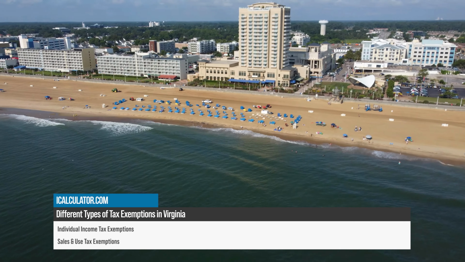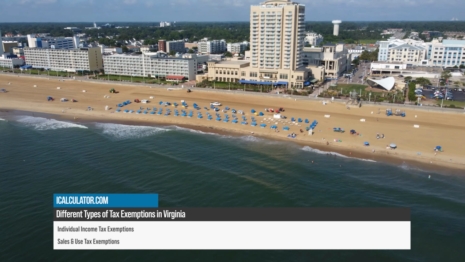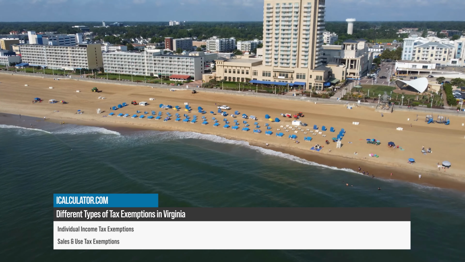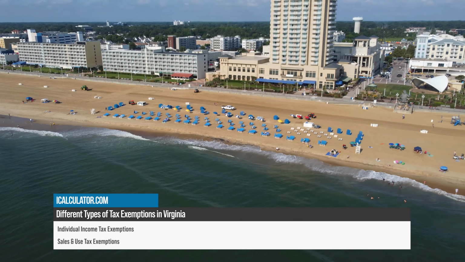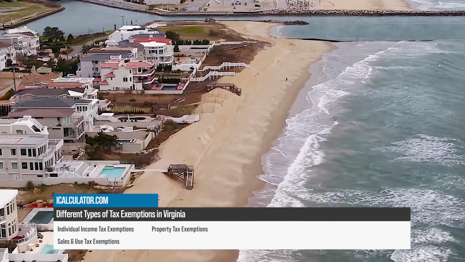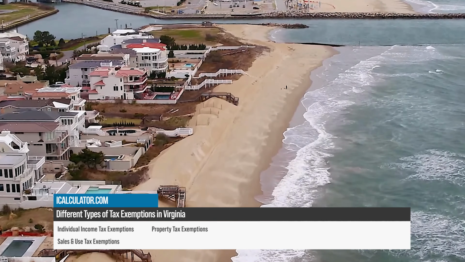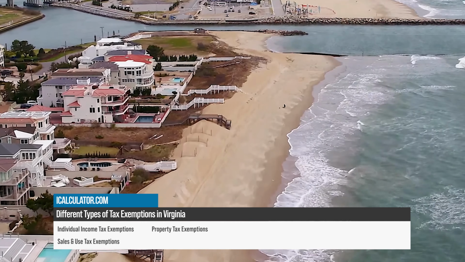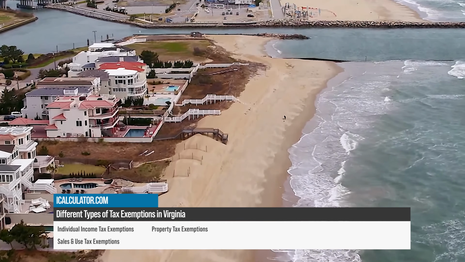Sales and use tax exemptions. Exemptions include sales of groceries, prescription medications, certain medical services, and sales to government entities. Property tax exemptions. Exemptions include the homestead exemption for primary residences, exemptions for seniors, veterans, disabled individuals, and certain types of agricultural and conservation land.